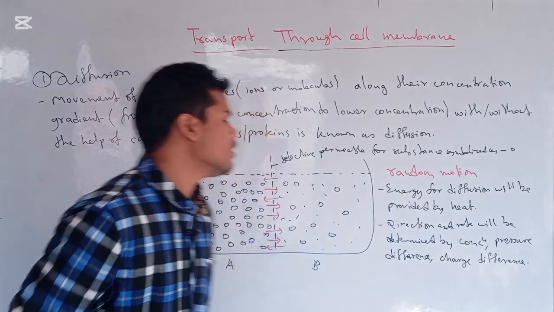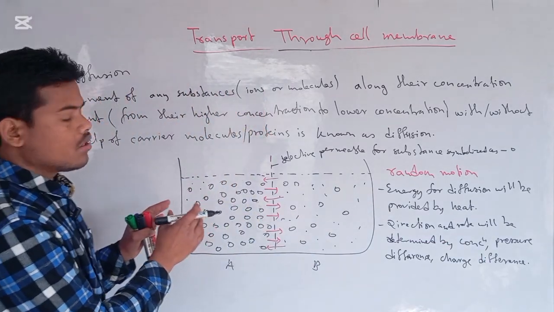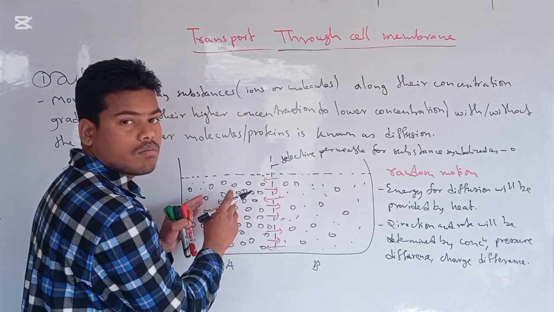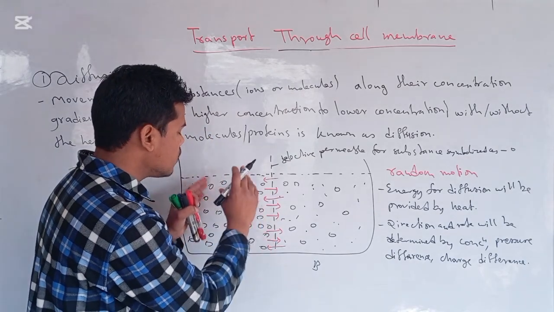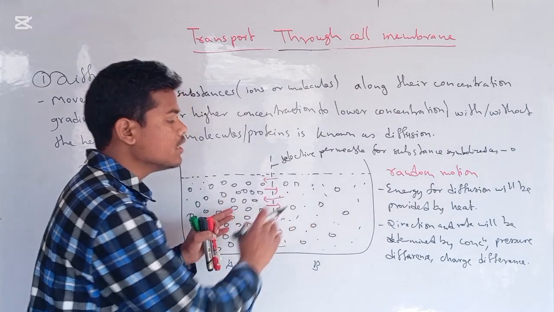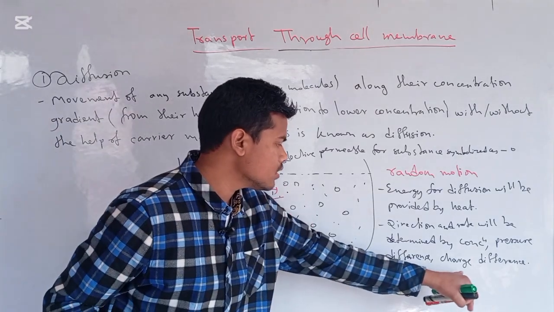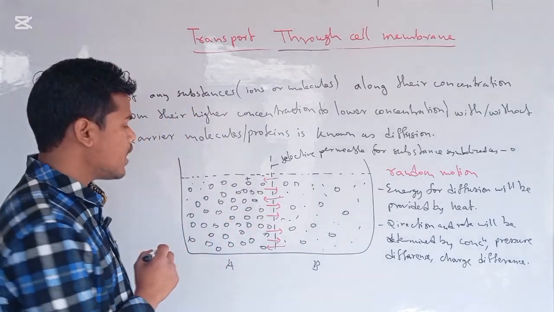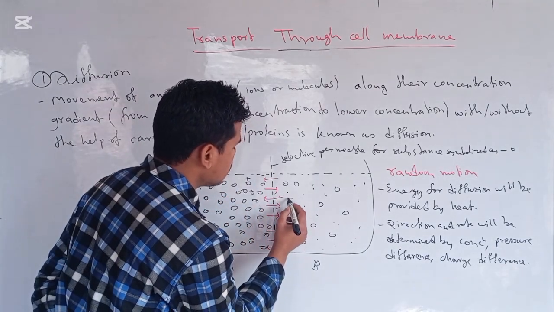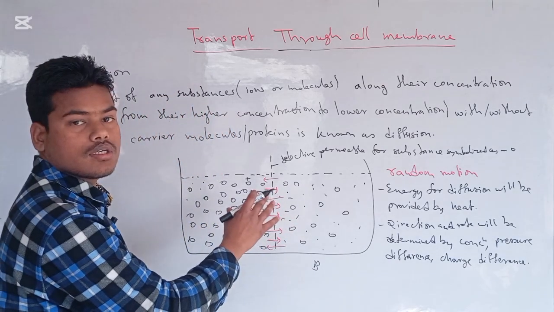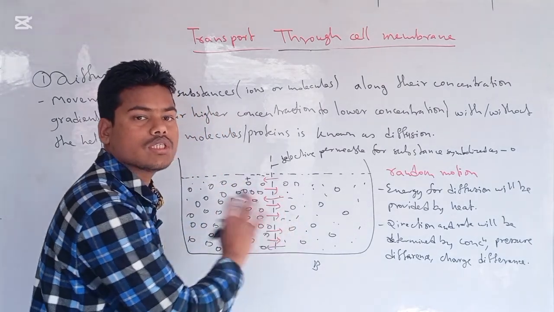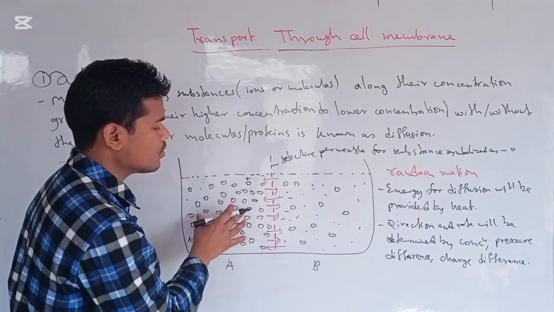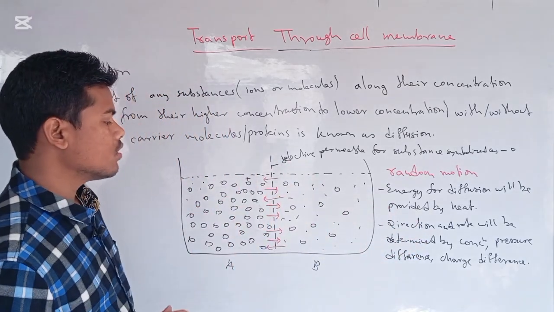What does it mean? If we apply more pressure here, the rate of diffusion will be increased. In case of charge, let's suppose this is a positively charged molecule and here is a negatively charged molecule, so this will also increase the rate of diffusion through this membrane. And concentration, of course, is from higher concentration to lower concentration.